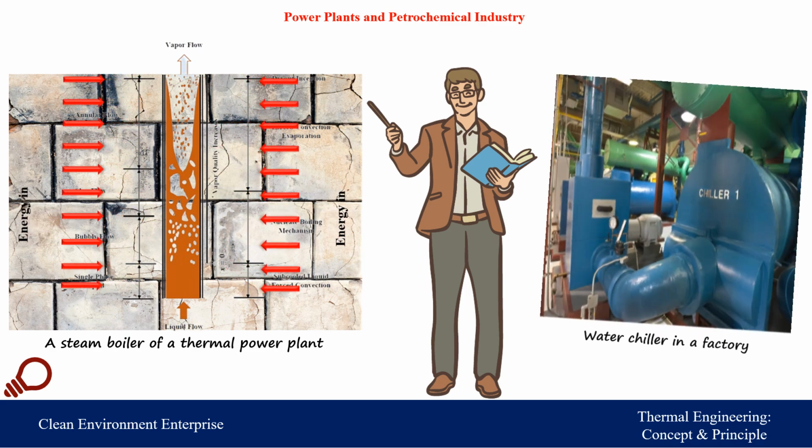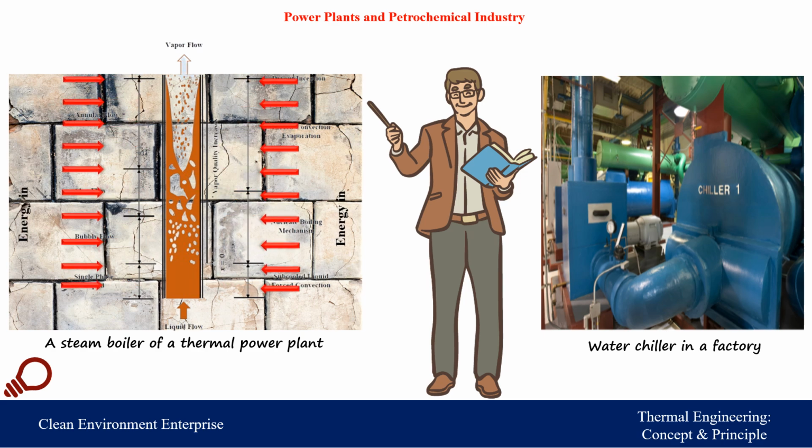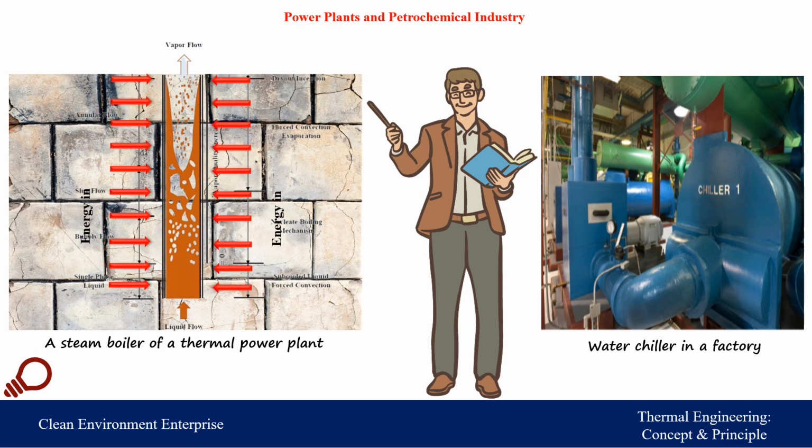The other application is the chiller, and the chiller includes two main components in its structure. The first one is the evaporator, and the second one is the condenser. These two equipment experience heat transfer by convection where a change of phase occurs.